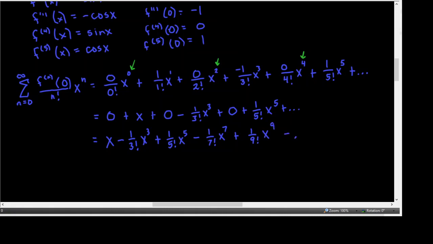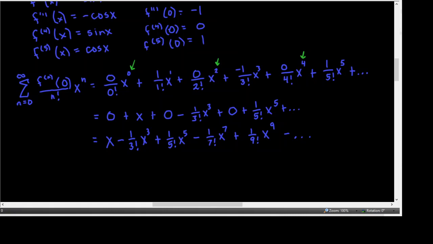So the terms of this series alternate, and we have only odd powers of x: x to the first, x cubed, x to the fifth, x to the 7th, x to the 9th. And that is our power series, developed using sine of x.